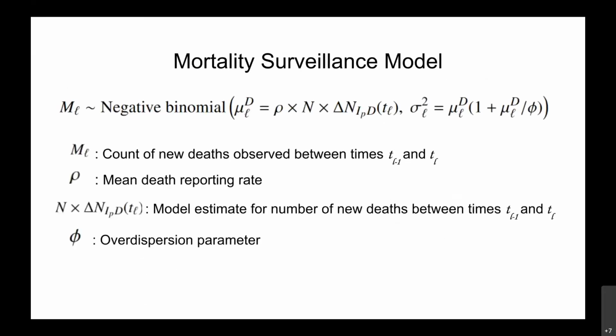And so here we start getting into how we connect different sources of data to a single latent epidemic model. For mortality, this is a standard surveillance model. Here we observe some count of the new deaths in a time interval, say t_{l-1} to t_l. Rho here will be a mean death reporting rate. We observe some fraction of the total number of deaths accumulated between times t_{l-1} and t_l. And then in this negative binomial representation, we have this overdispersion.